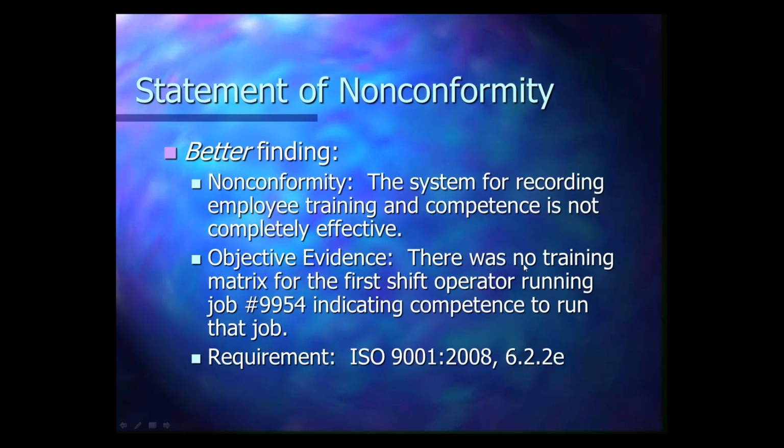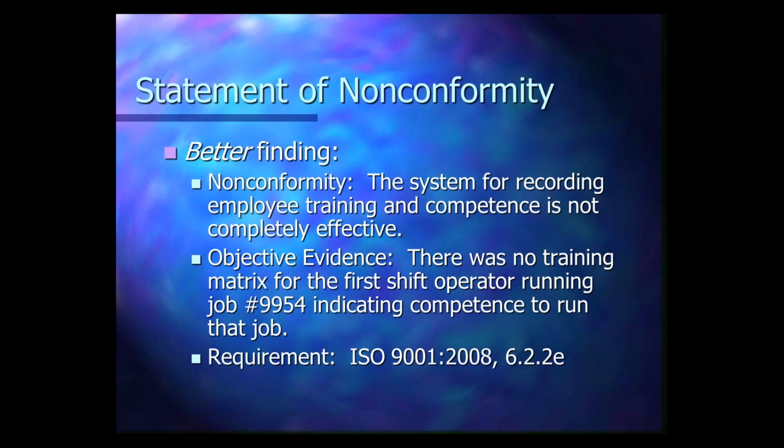A better way to write this: the system for recording employee training and competence is not completely effective. And what objective evidence supports that? No training matrix for the first shift operator running job 9954 indicating competence to run that job. And then a clear citation of the ISO 9001, in this case the 2008 version, of the requirement not being met, taken out as far as possible, 6.2.2E as opposed to just 6.2.2, for example.